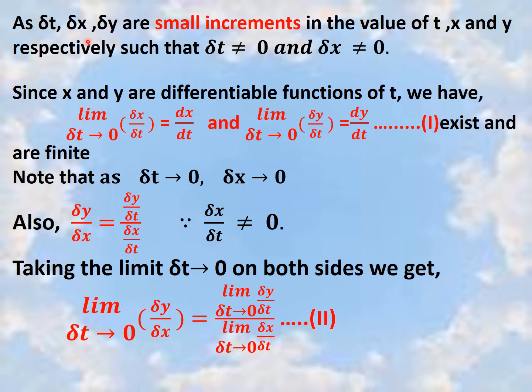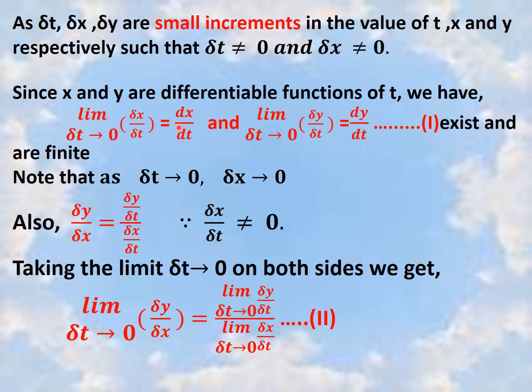Now, delta t, delta x, delta y are very small increments. So, we can say that delta t not equal to 0 and delta x not equal to 0 because it is increment. Increment never be equal to 0. So, we already defined it is the increment. So, it is non-zero. Now, also in the theorem it is given that x and y are differentiable functions of t. So, its derivative exists.